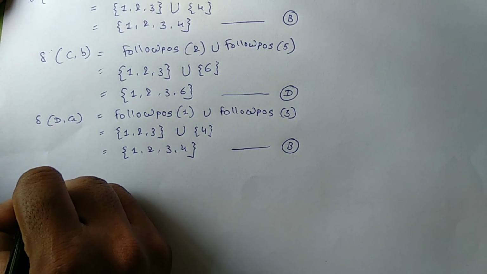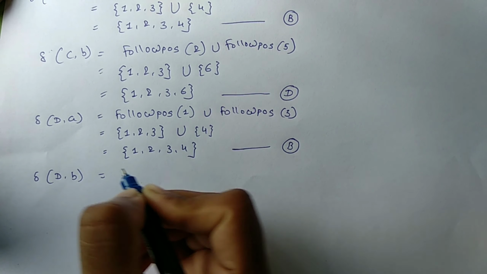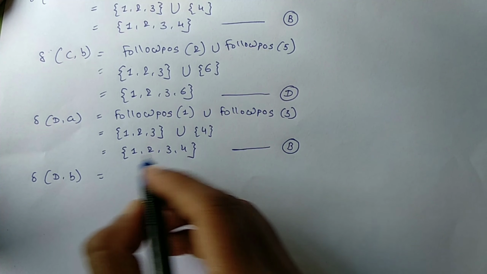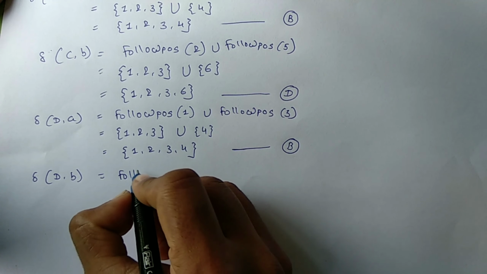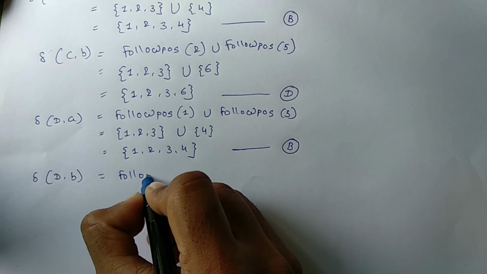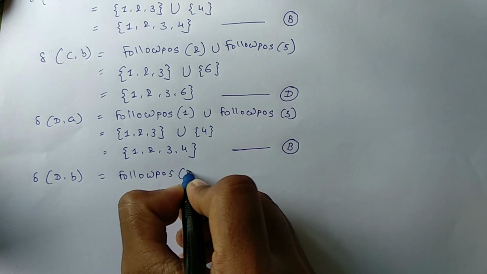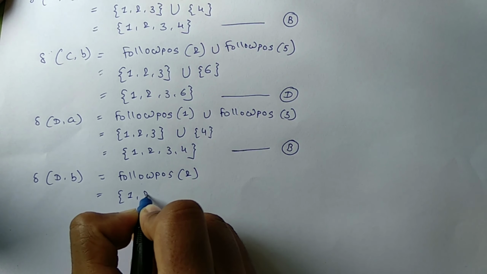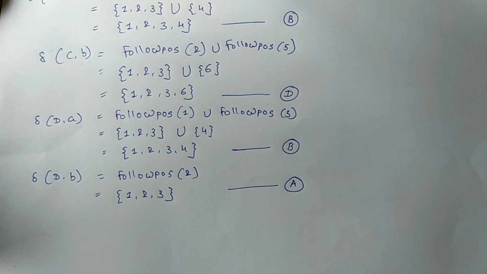Now find delta D to B. Your D is 1 2 3 6. From this, the second position is B. So delta D to B is equal to follow position of 2, which is 1 2 3. Give state A, because 1 2 3 is in state A. So now no more states are available. So stop this procedure and draw the transition table.